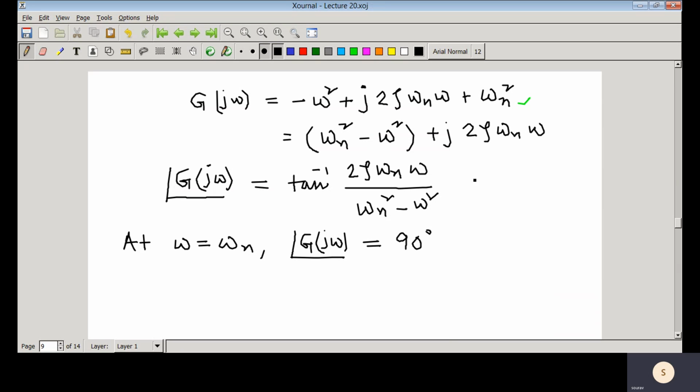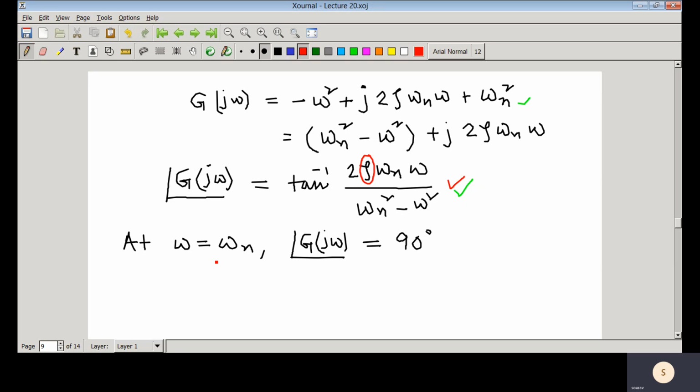And if we look into this particular expression, we can see that this angle is affected by the factor zeta, that means the damping ratio. So this particular angle also varies with zeta; whenever zeta is different, this angle would also be different.